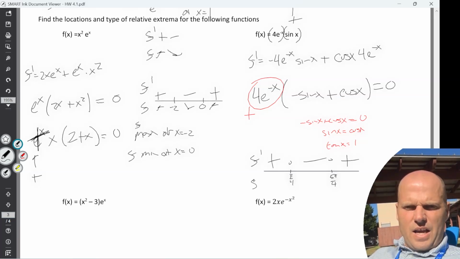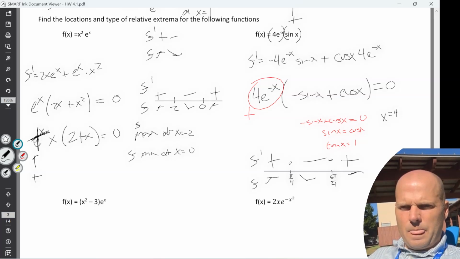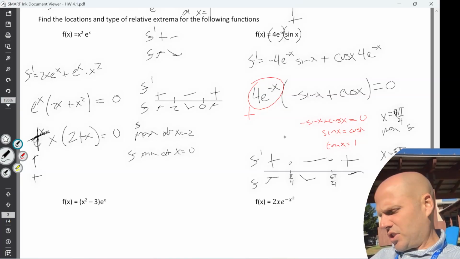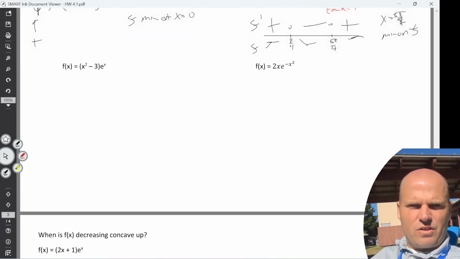So that means f is increasing, decreasing, increasing. That means x equals pi over 4 is the location of a max on f, and x equals 5 pi over 4 is a location of a min on f. Remember, we're looking at the signs of f prime to figure out when f is increasing or decreasing.